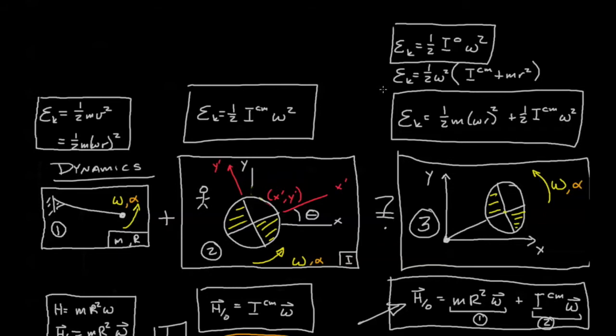Now, does this make sense? We can imagine in scenario 3 that, of course, we have the kinetic energy that we did before, where we had a point mass rotating about some pivot, rotating like this. But in addition, the merry-go-round also has some angular momentum due to the fact that it's spinning. So we expect that the total energy is higher in scenario 3.